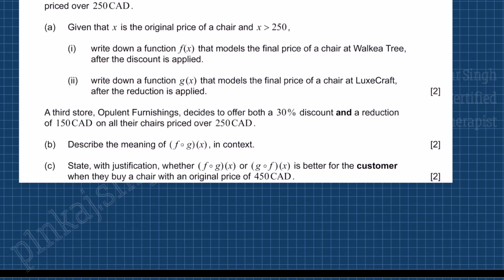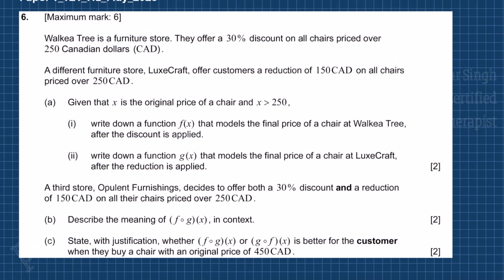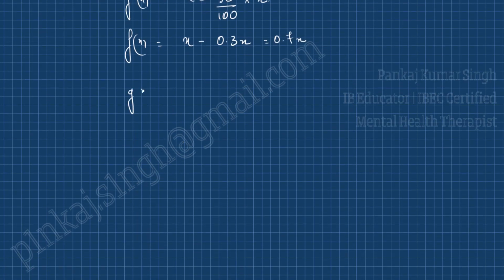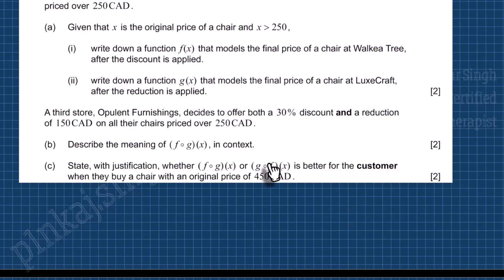Let's look at the second part. The discount provided is a direct 150, and therefore for the second model, I can write g of x as equal to x minus 150 Canadian dollars. Let's look at part B now. This is offering both a 30% discount and a reduction.